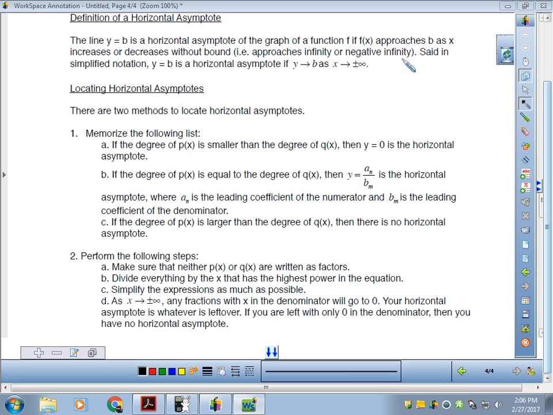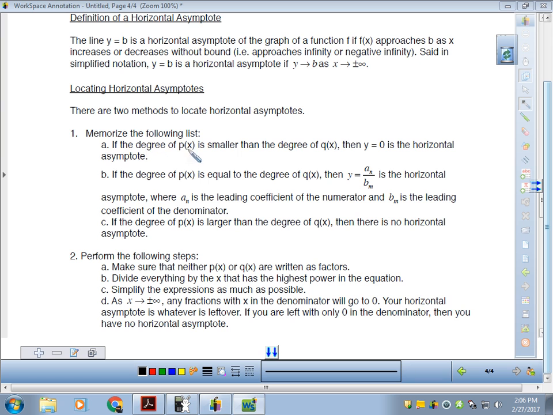Now, there are two different methods you can use to find the horizontal asymptotes. One requires the memorization of a list, the other requires the memorization of a process. It's up to you which one you want to do. It doesn't really matter to me as long as you do one of them. Okay? So if you're going to memorize the list, this is your list to memorize.